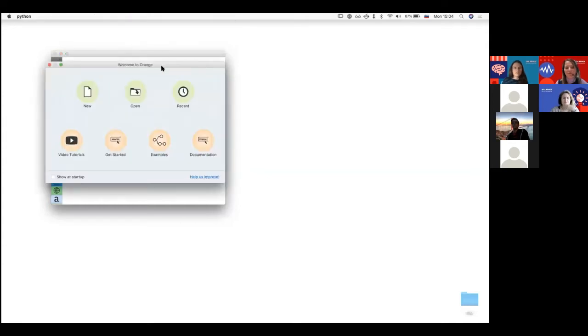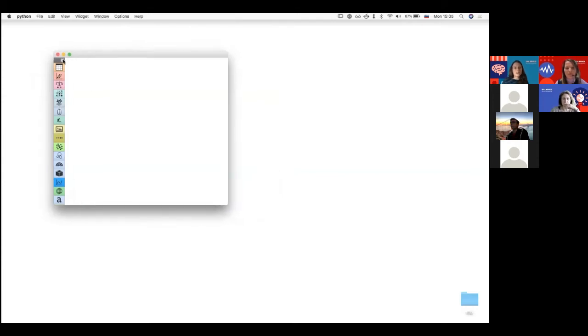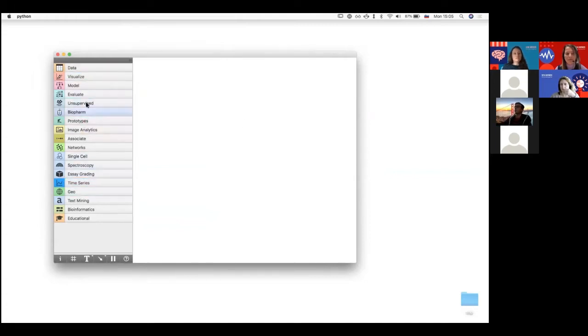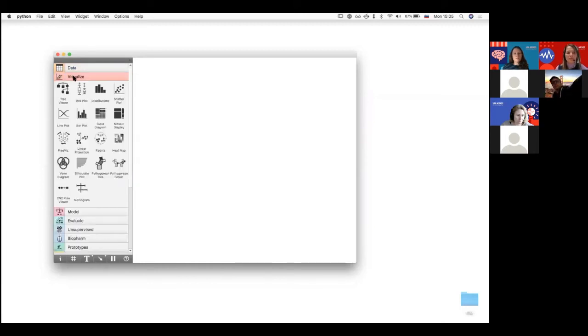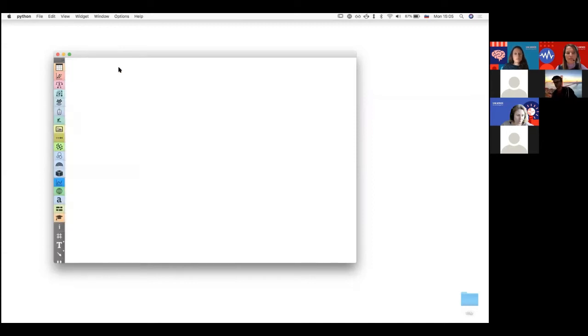So I think at the beginning, you see something like this, a welcome screen, which you can close. And then you see a window like this. So this, the white part, is called the canvas. And on the left side, you have a couple of sections. You probably have less than I do. So these are panes that, if you click on a pane, you will see a collection of widgets, a collection of components for each step in the analysis. So data components are gathered in this pane, and here we have visualization components, modeling components, and so on. I will hide this for simplicity.